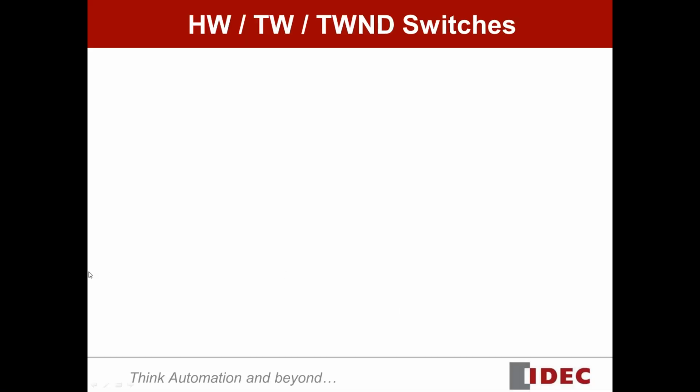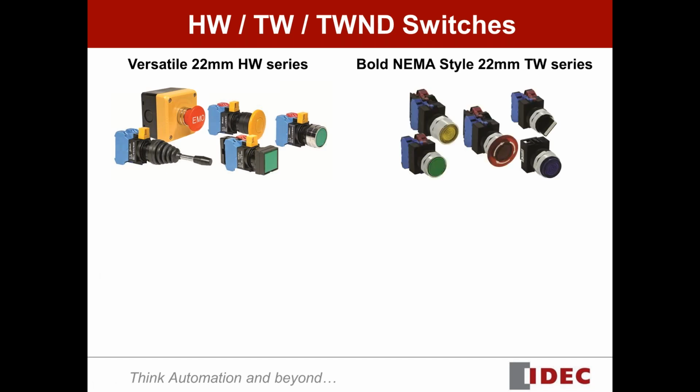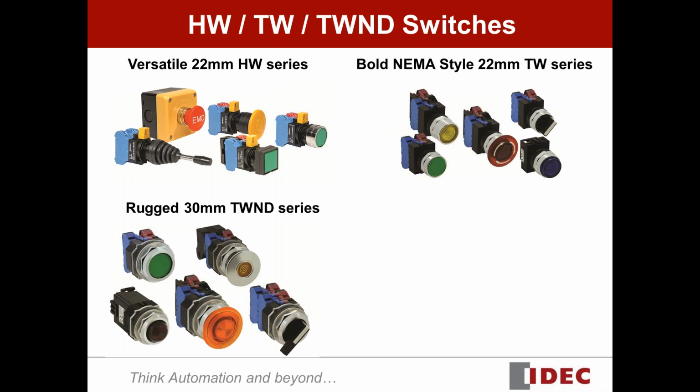Next is about more classic, more industrial switches, including our HW, TW, and TWND series. All of these are designed for industrial applications, so they are capable of carrying a 10 amp current rating. They have a lot of different options to choose from. For example, the HW is our go-to series. It provides all kinds of switches: push buttons, select switches, key switches, mono levers, and so on.